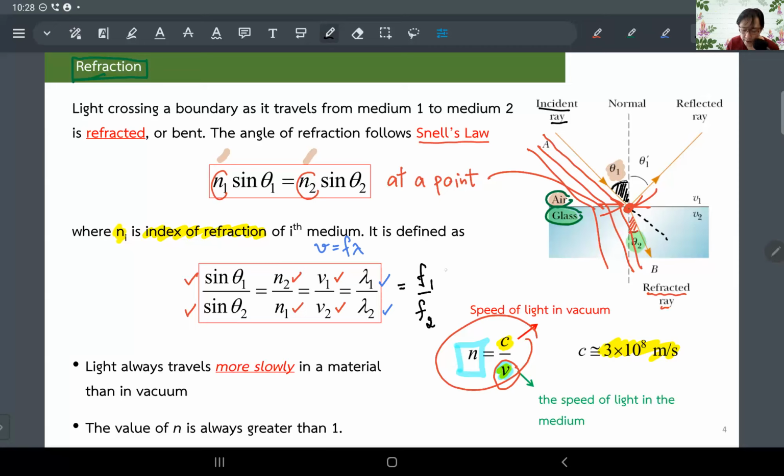Question: why don't I have this ratio in the slide? Why don't I have the last ratio in this box right here? Why did I stop the relationship at the wavelength, but not the frequency? Very good.